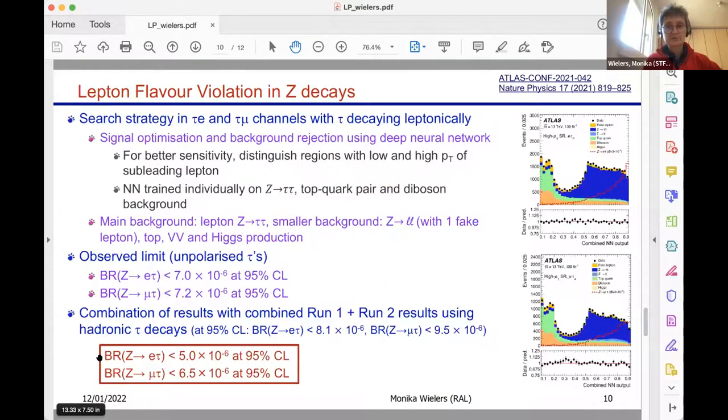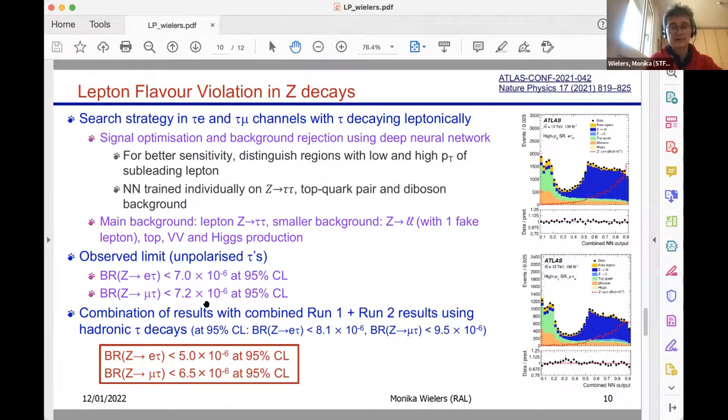What Peter hasn't shown you is our results for the tau final states. Here you do obviously something very similar to the previous search, and now I'm looking at a tau E or a tau mu final state. This we have done more recently, looking at leptonically decaying taus. Here again, data and standard model prediction agree with each other, which allowed us to put a limit on the branching ratio for these decays, which is of the order of 7 times 10 to the minus 6.